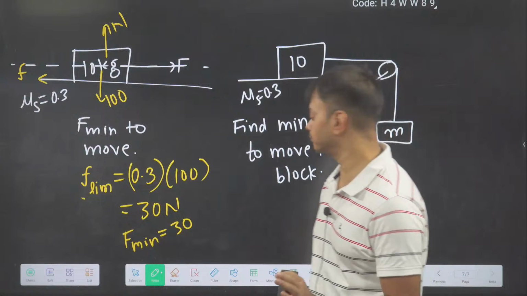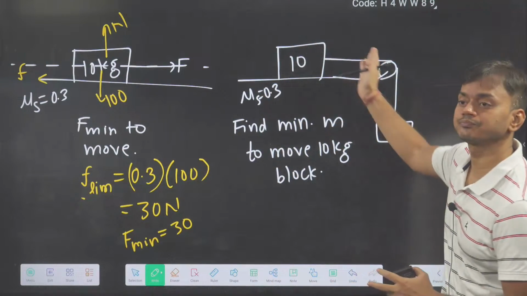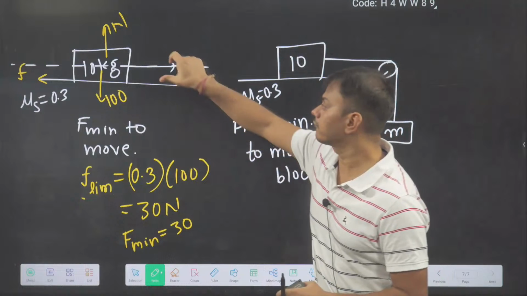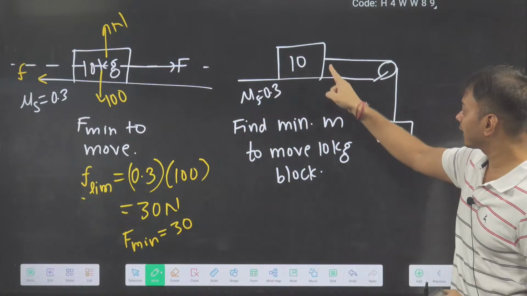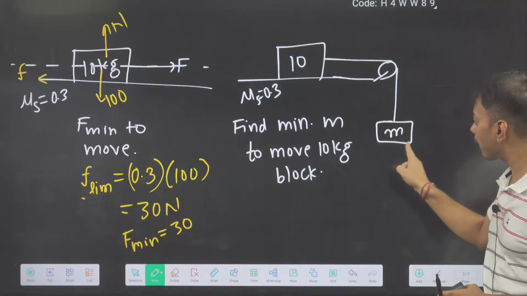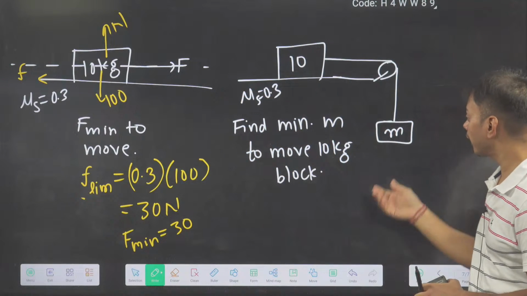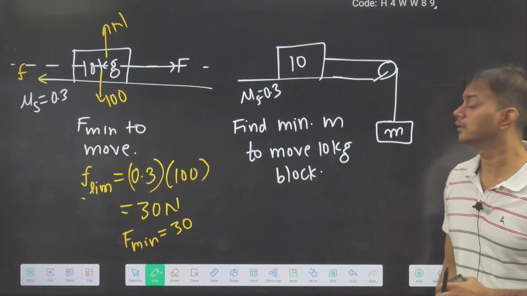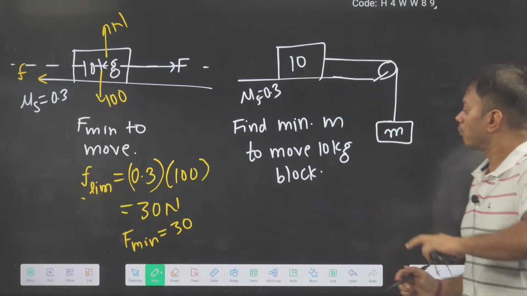Now see, in exams, they will give you this question. Instead of applying a force directly, to create a force they are connecting a string and suspending a mass m here. Here I will apply how much minimum mass I should hang so that this 10 kg block moves. You will apply the force directly.